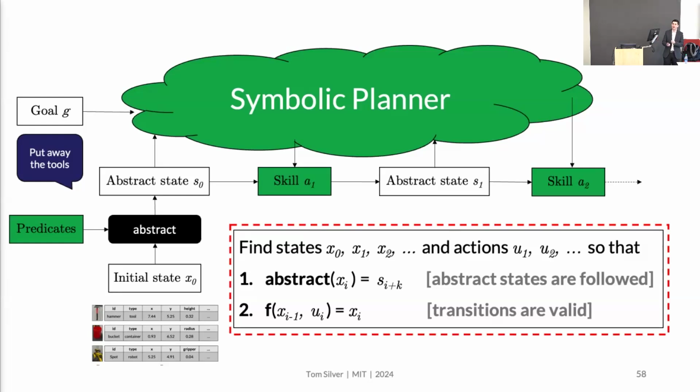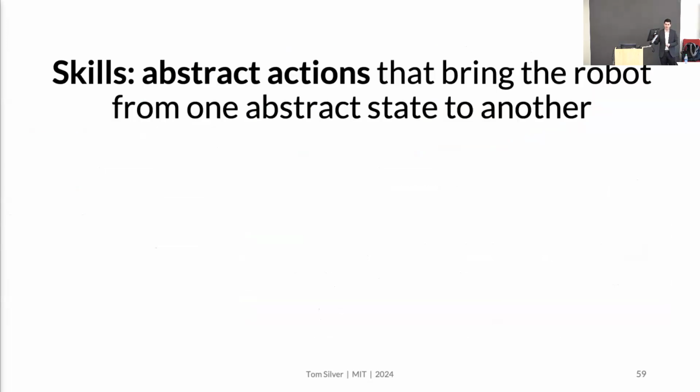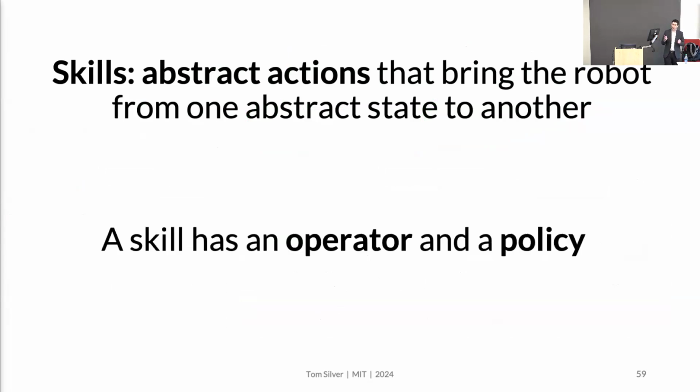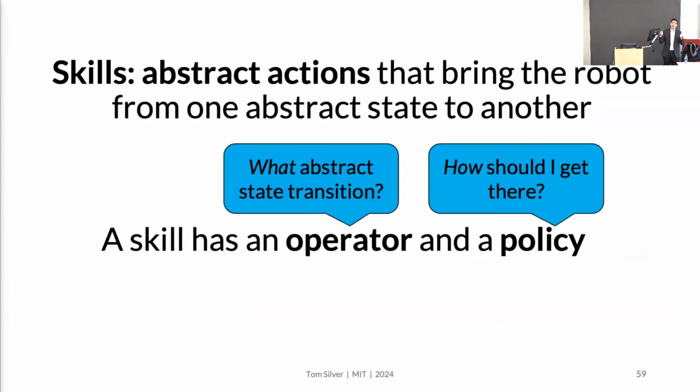So let's talk about how we would actually go about finding continuous actions to implement the abstract plans that are coming out of these symbolic planners. One thing that we might do is extend the definition of a skill as I've described it so far. So far we've thought about these skills as abstract actions that reason in an abstract state space about what abstract states can be reached from other abstract states. So we have these operators for describing what abstract states we're trying to get between.